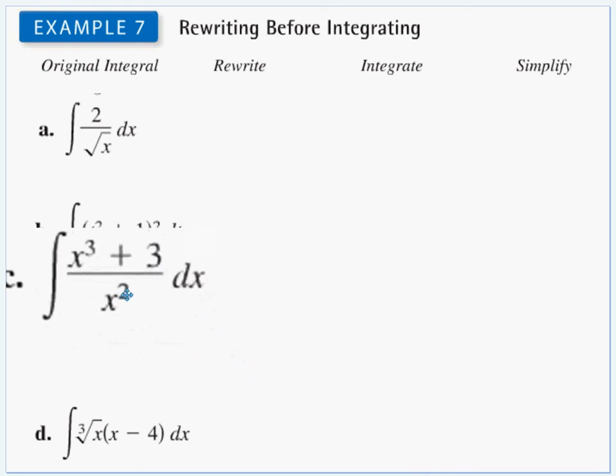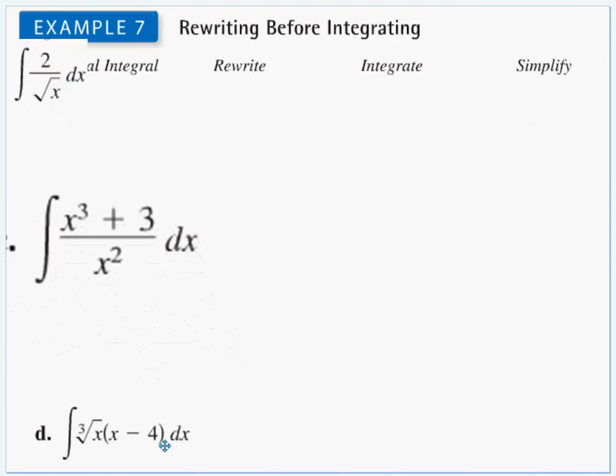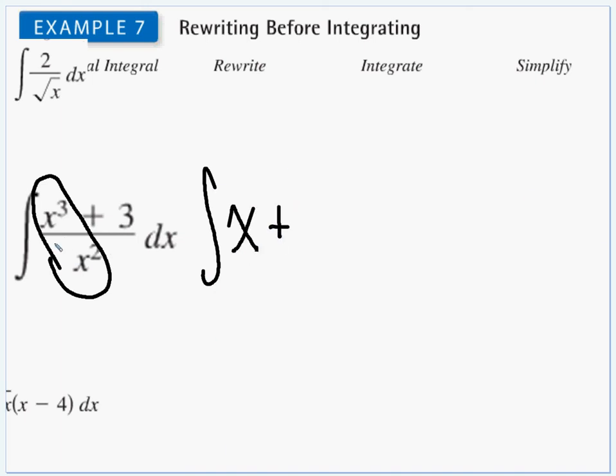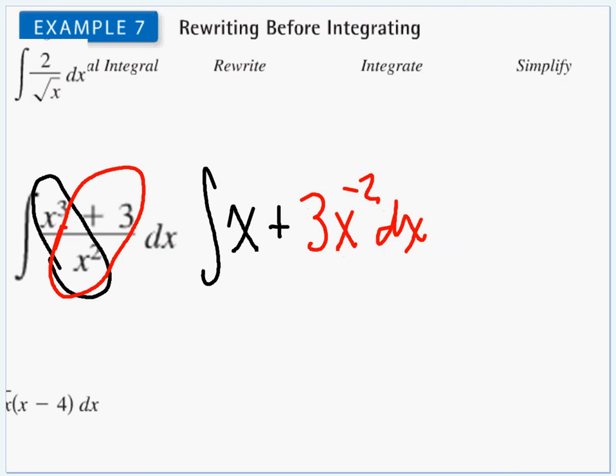Letter C is a lot like the last example. We are going to break it into two pieces. Numerator x cubed over x squared. So x cubed over x squared is just x, plus, then we would have a 3 over x squared, which is 3x to the negative 2 dx. So there is our rewrite.